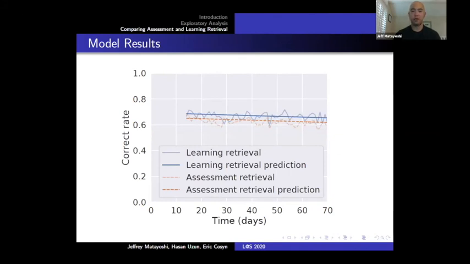The solid lines, again, represent the learning retrieval data, and the dashed lines are the assessment retrieval. The squiggly lines are the actual raw data, just plotting it. But the straight lines are the actual estimates from the logistic regression after controlling for all these things. And even there, it still appears that the learning retrieval is associated with higher retention. There's a gap of about 3.5 percentage points that's constant across time.